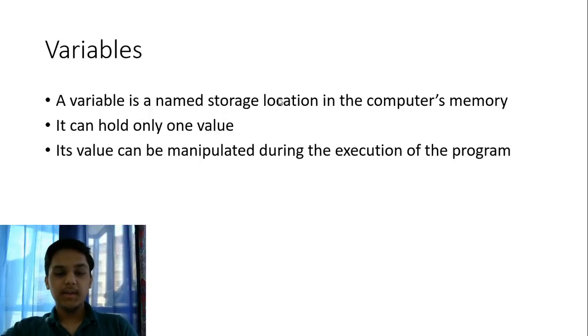Variables. A variable is a named storage location in the computer's memory. It can hold only one value, and its value can be manipulated during the execution of the program. Variable examples are like A, B, C, D, to which you assign a value, like int A is equal to 10. So A is a variable, and you might have seen in the previous episode we talked about identifiers. So A is an identifier that can be any name. It can be anything, but it should not be a keyword.